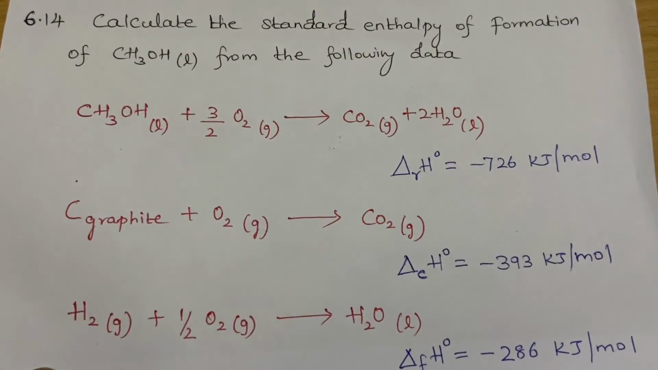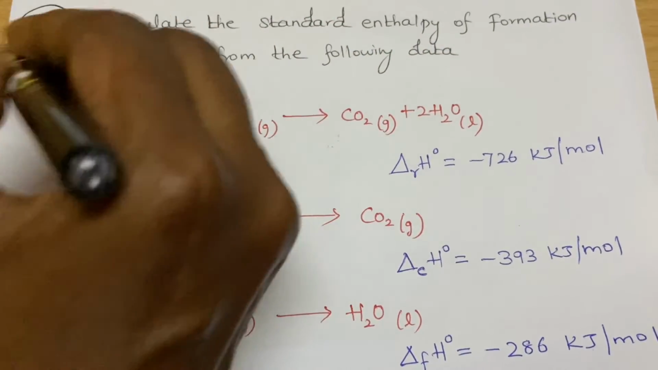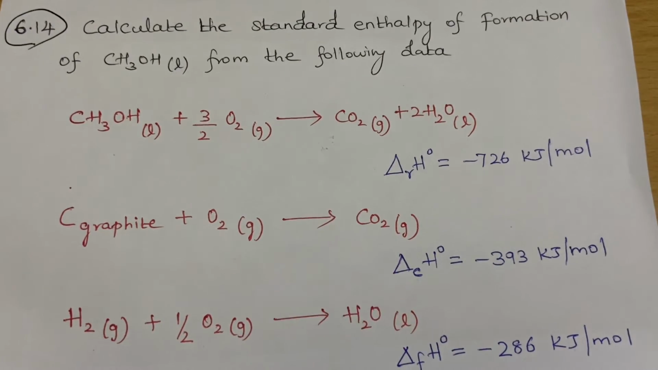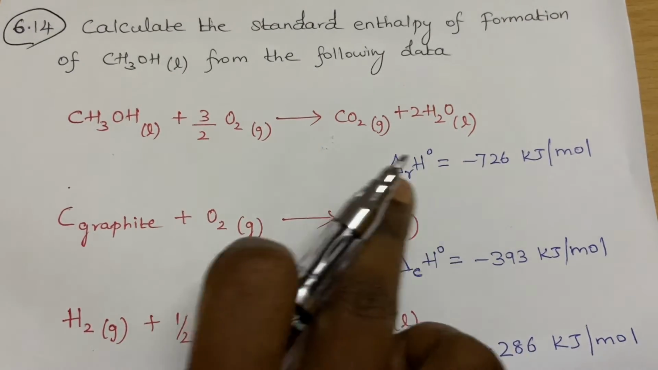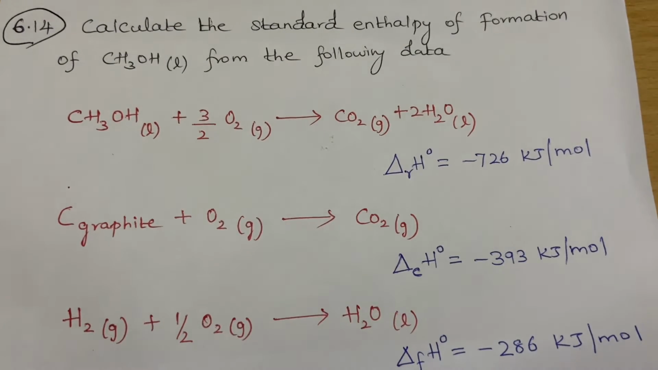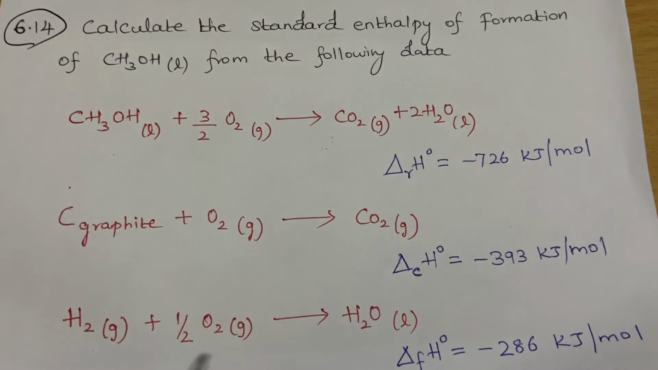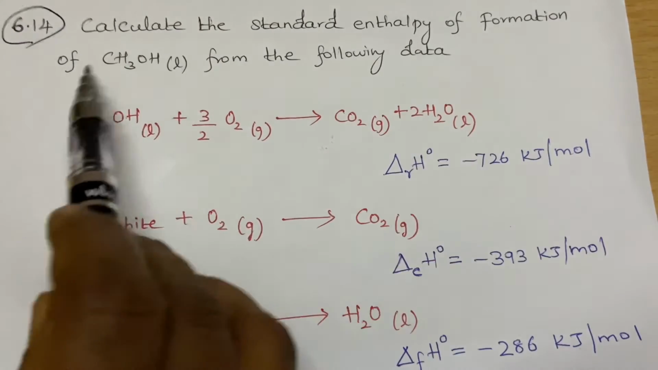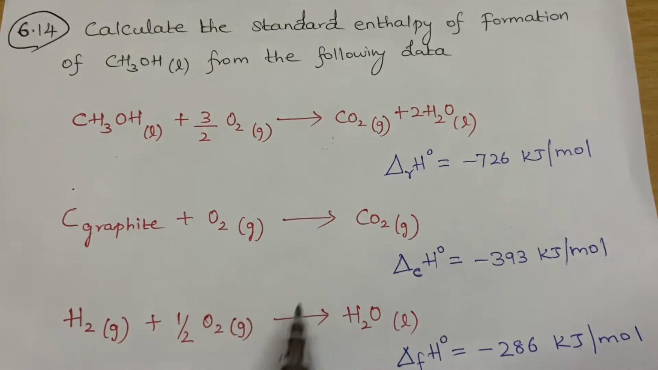So this is your question 6.14. Here some mixed data are given. See, the enthalpy of a combustion reaction and formation are given. If they have given in this pattern, then how to solve it? This is very easy. These are the given data actually. And what is the question? Calculate the standard enthalpy of formation of methanol from the following data.